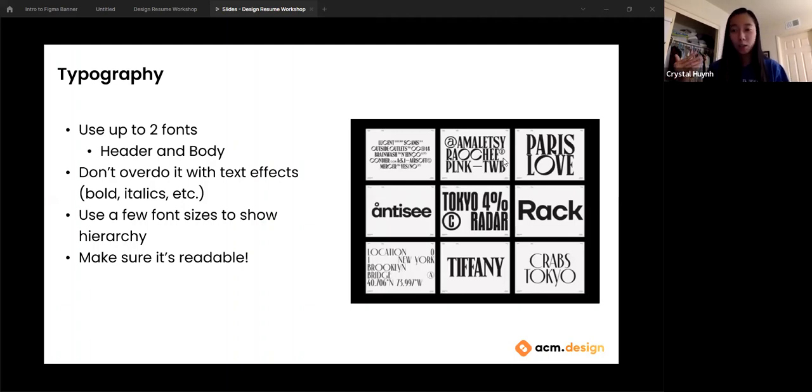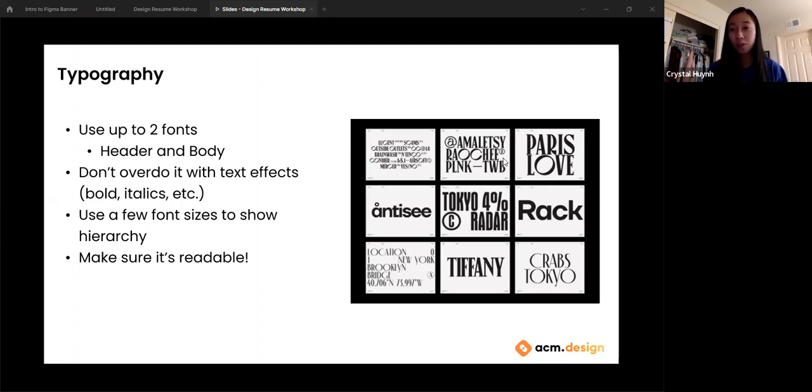I'm sure that within your information hierarchy, you want to distinguish different things at different levels, but I wouldn't select like 10 different font sizes and create a huge contrast between the largest element versus the smallest element. You shouldn't have that many differentiating elements on your resume anyway. But just know that if you're playing around with different font sizes, above all, make sure it's readable.